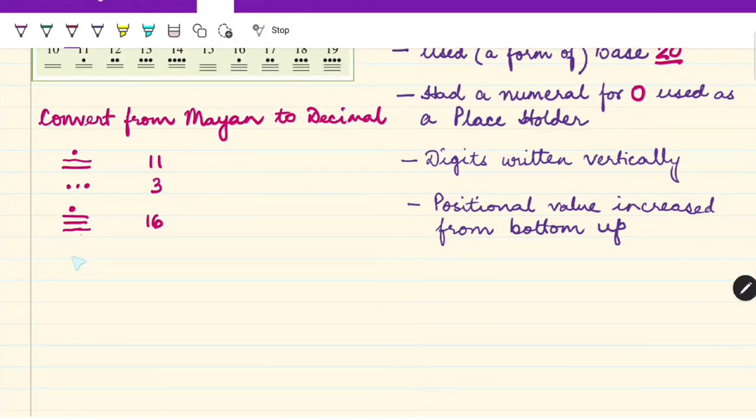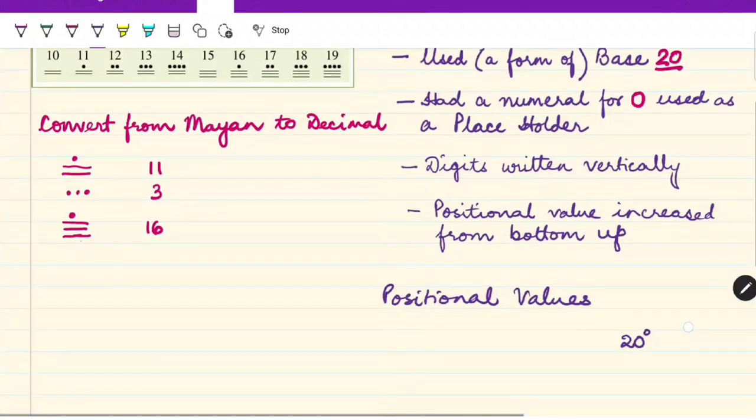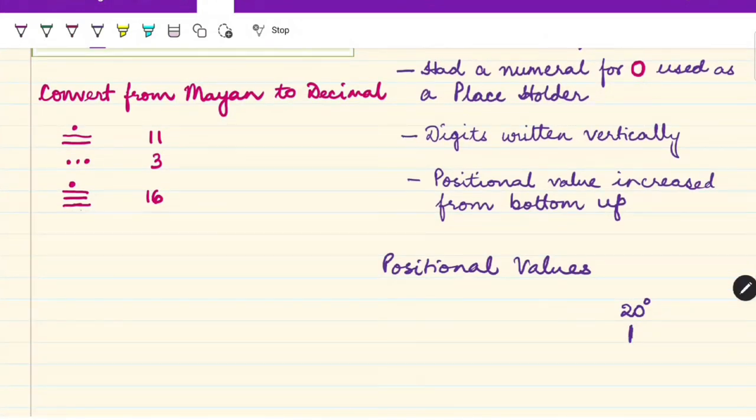Now, the bottommost digit has a place value of 1. So let's write the positional values here. Positional values in the Mayan system. So the bottommost digit will have a positional value of 20 raised to the power 0. So they use base 20. So it would be 20 raised to the power 0, which would have a value of 1. The digit above it would have a place value of 20 raised to the power 1. So that would be 20. So that looks consistent with the Babylonian system and the Hindu-Arabic system.